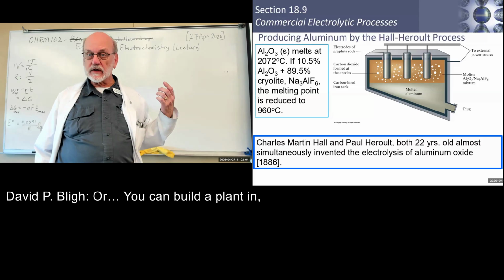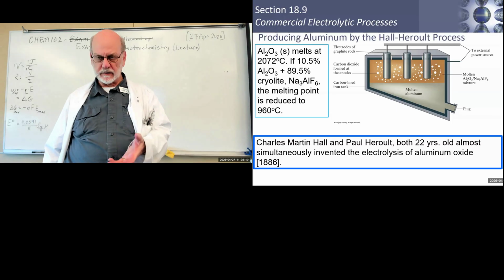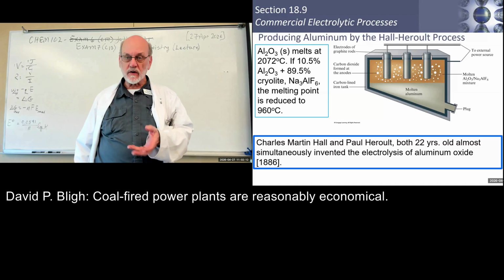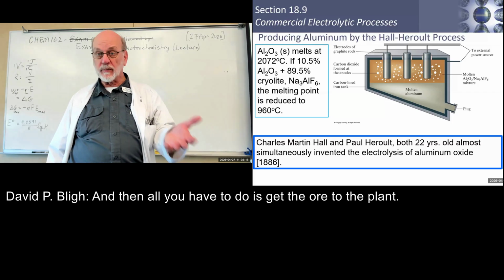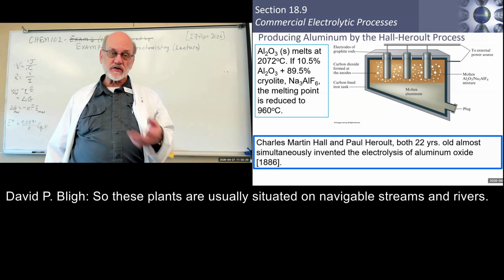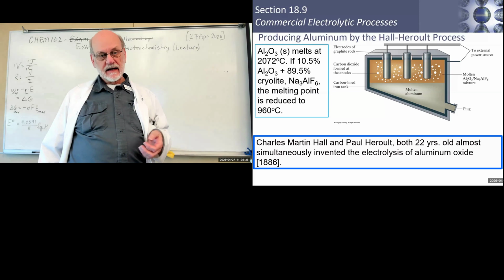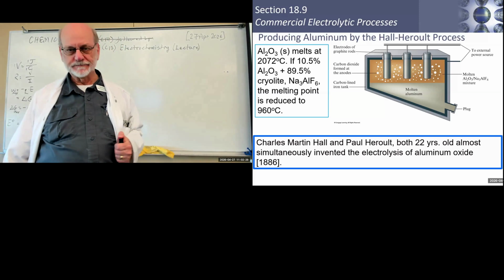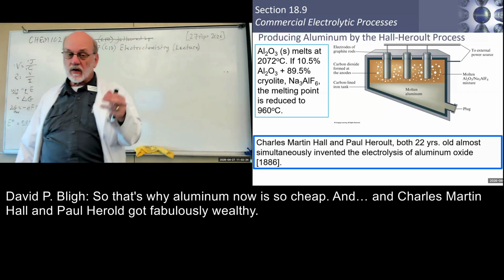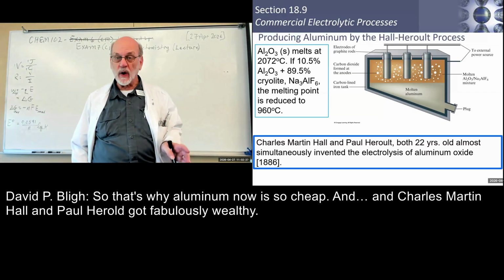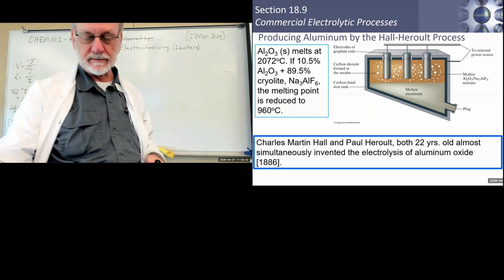Or you can build a plant in areas where coal is plentiful. Coal-fired power plants are reasonably economical. And then all you have to do is get the ore to the plant. So these plants are usually situated on navigable streams and rivers, right? So that's why aluminum now is so cheap. And Charles Martin Hall and Paul Héroult got fabulously wealthy as a consequence of their invention.